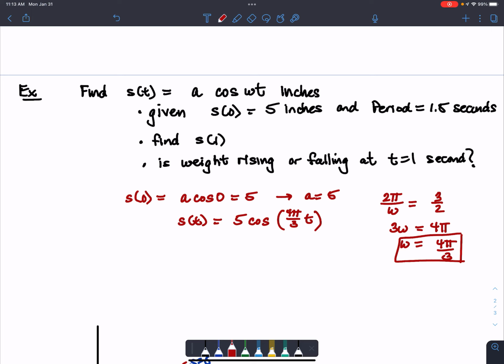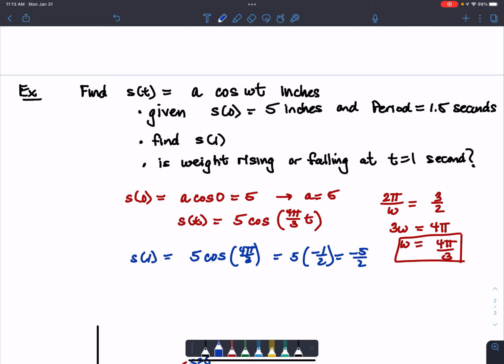We want to know what S of 1 is. S of 1 is going to be 5 cosine 4 pi over 3. Now, cosine 4 pi over 3, you could get that out of your calculator if you want to. That is one of our special angles. That's a reference angle of pi over 3, or 60 degrees in the third quadrant. So we know that cosine is negative. In fact, it's negative 1/2. This is 5 times negative 1/2, which is negative 5/2, which means it is below equilibrium after 1 second. And then what we want to know is, is the weight rising or falling after 1 second?